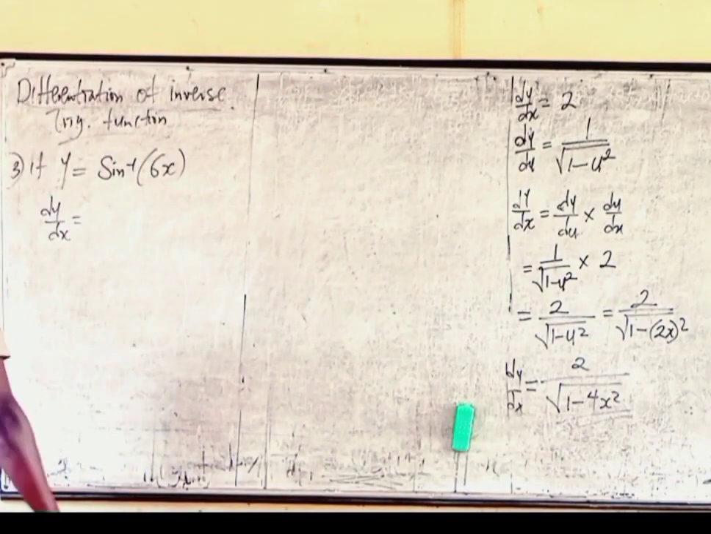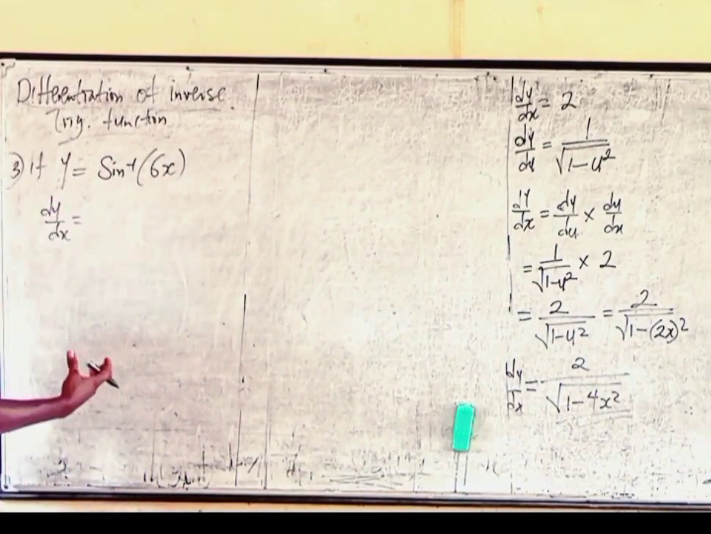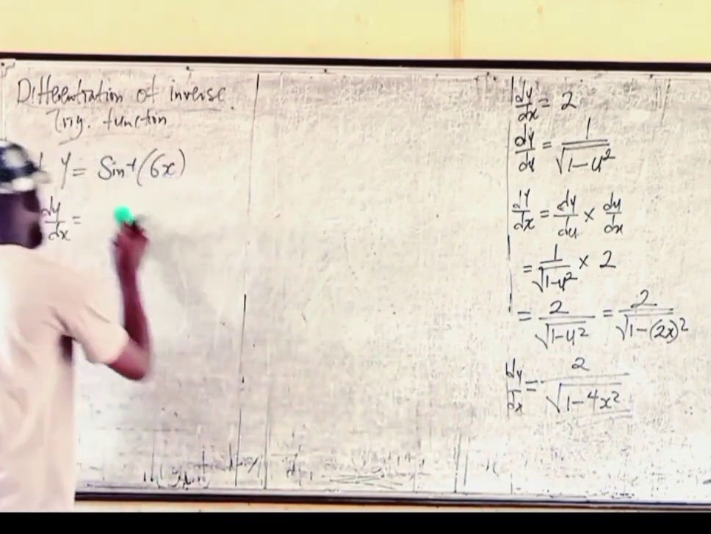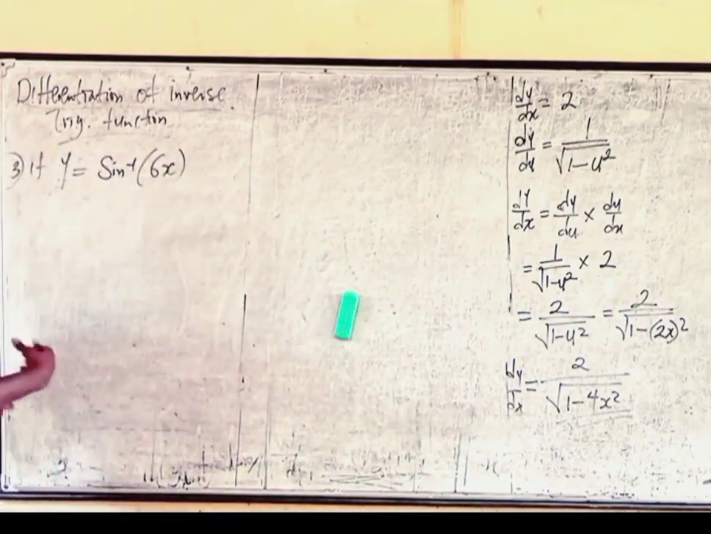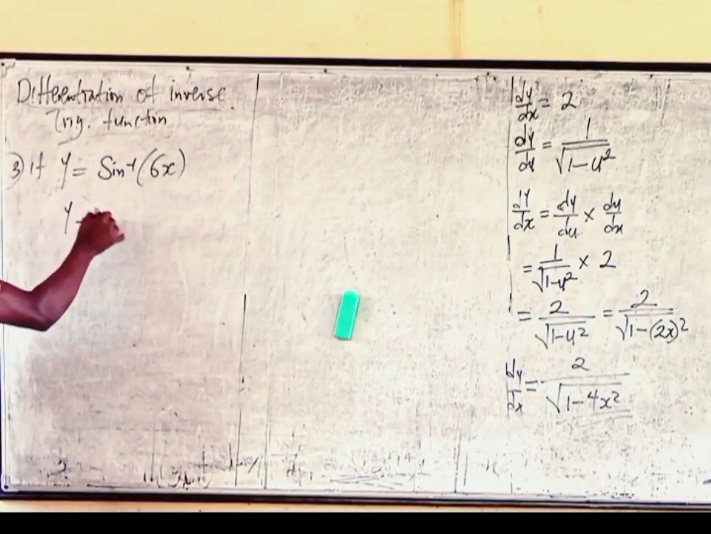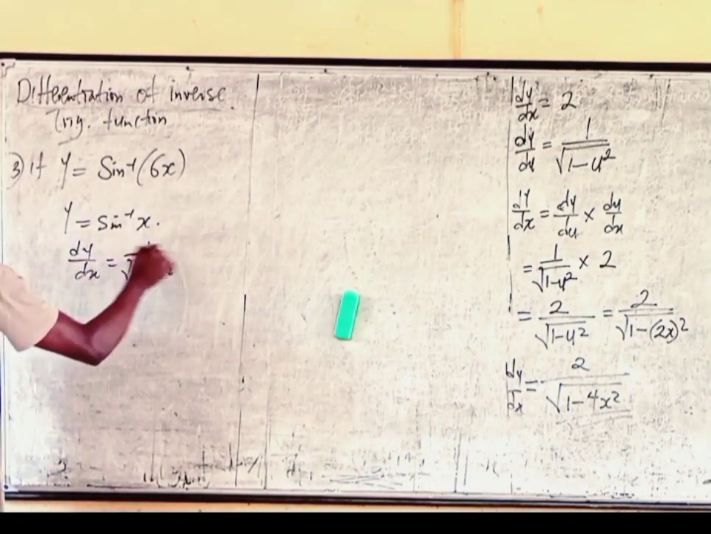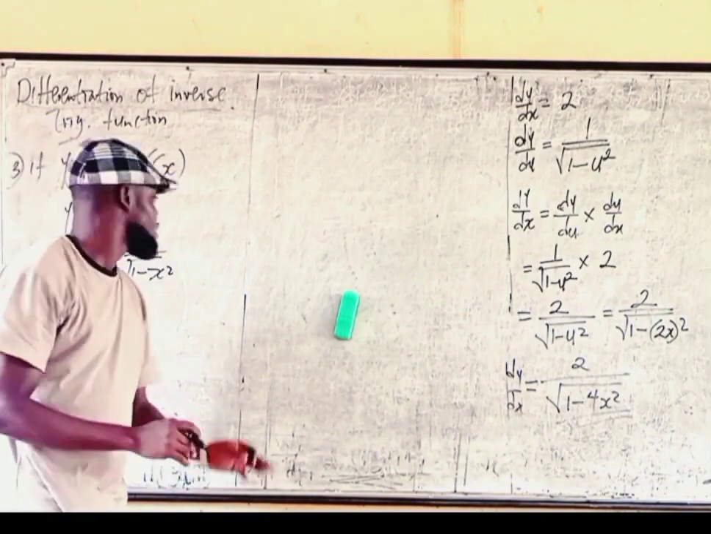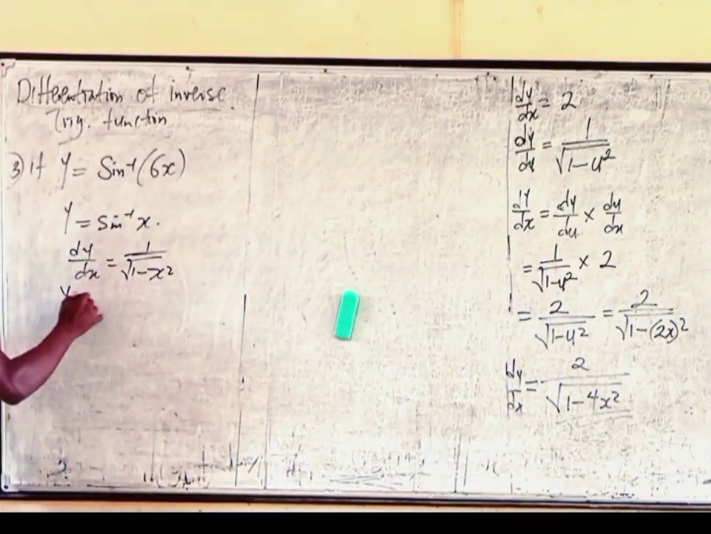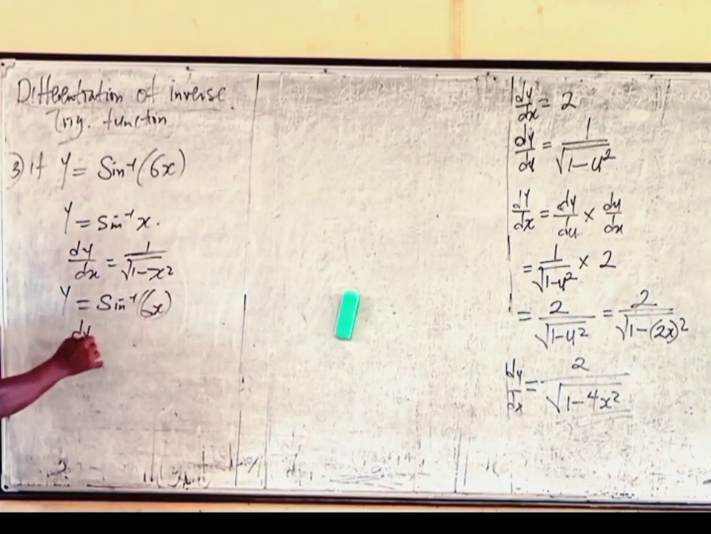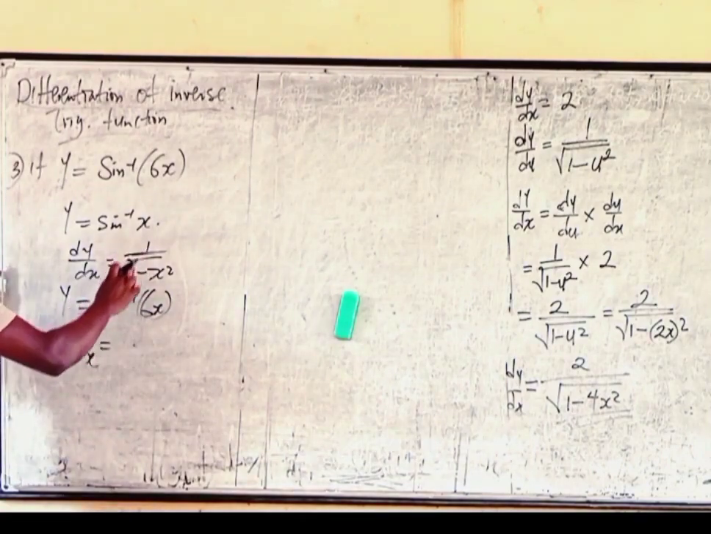Look at the shortcut. We should be aware that if y is equal to sine inverse of s, then dy over ds will be equal to 1 over the square root of 1 minus s squared. You should be aware of this, it's very important. Then if you now have y equal to sine inverse of 6x, your dy over dx must be, look at it.